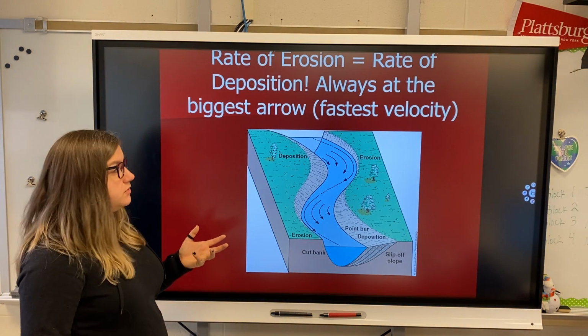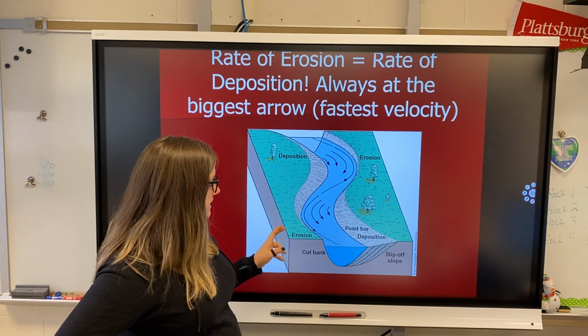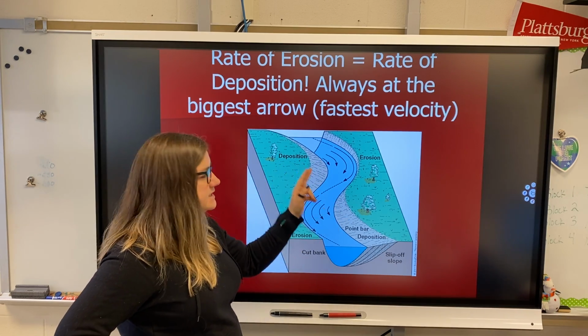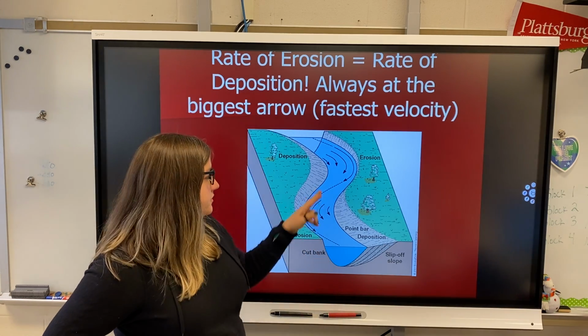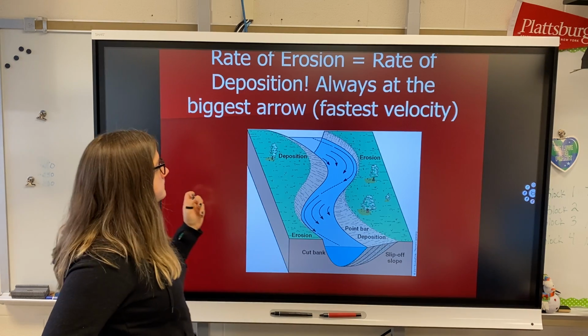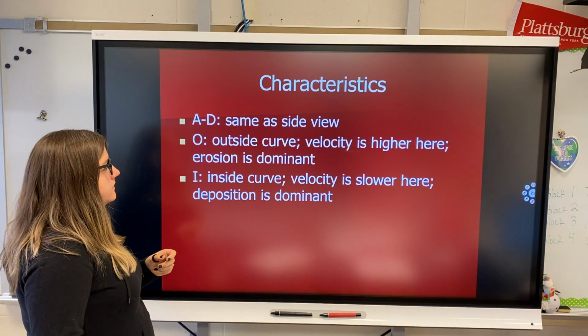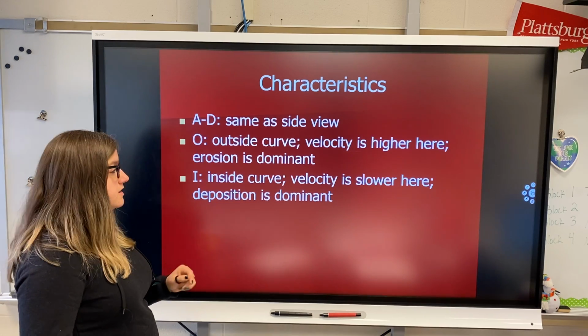We talked about this before too. Remember that the water moving the fastest around the outside, more erosion on the outside, deposition on the inside because the water is moving the slowest. Fastest water always moves right down the middle on a straightaway. Okay, make sure you write those in. Those are all the things that we talked about before too.